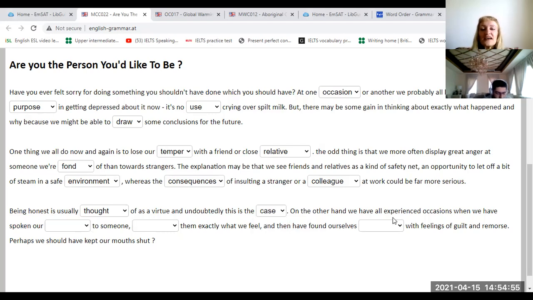On the other hand, we have all experienced occasions when we have spoken our feelings. No, it's something to do with being outspoken and saying what you really think. Maybe you don't know it. I'll give you a clue. If I don't like someone because they've been rude to me, I'm going to give them a piece of my mind. So when they have spoken our minds? Yeah, spoken our minds to someone and said exactly what we feel. Ah, okay.